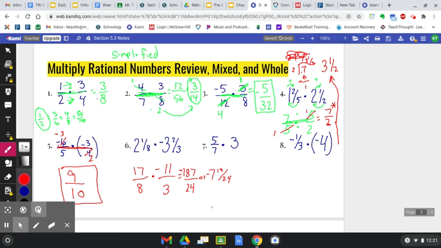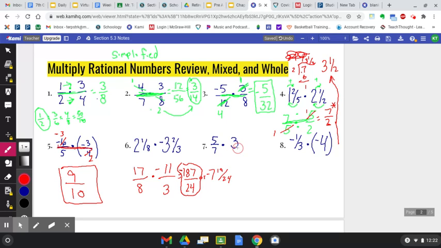All right, working with some bigger values here. First off, remember we have a positive times a negative, so my result should be negative. So this should be 17 over 8, and this one would be negative 11 over 3. So I could have negative 187 over 24, or if I'm going to go mixed number, 24 goes in there 7 times, and there's 19 left over. So negative 7 and 19 out of 24.